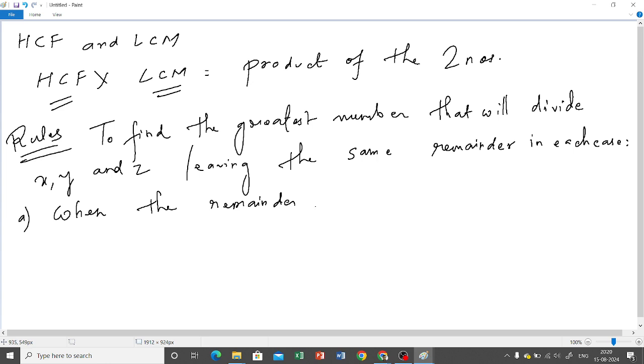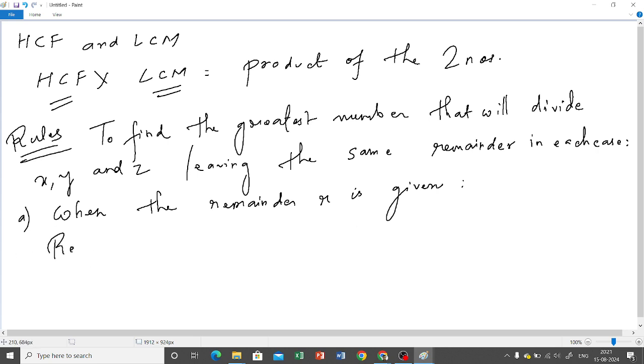Okay. When the remainder r is given. So these are the rules. Shutama, we are going through the rules. To find the greatest number, so greatest number means HCF, that will divide x, y, and z, leaving the same remainder in each case. Now the first case is when the remainder r is given.